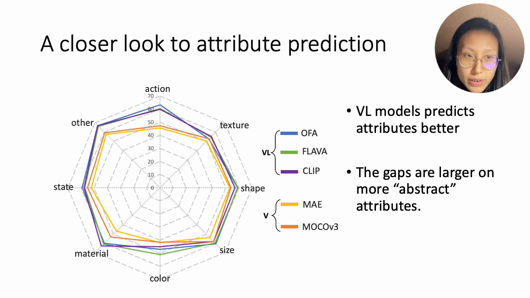However, if we look into the results in more detail, we can see that the gaps are much larger on more abstract attributes, like actions here on the top. The gap here is much larger than for the more low-level attributes like textures. To understand different actions, the model needs to have a more abstract understanding of the image, while to understand textures, it requires more localized, low-level understanding. So this result also suggests that vision and language models are much better at the more abstract label prediction tasks.